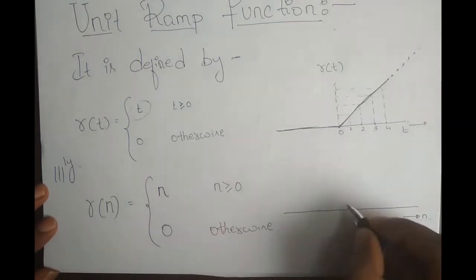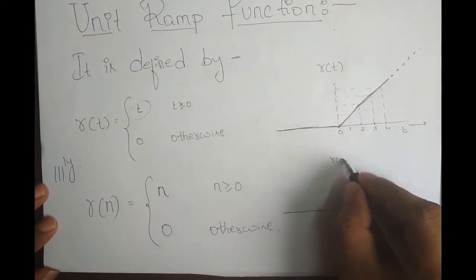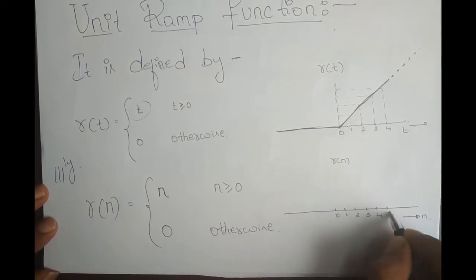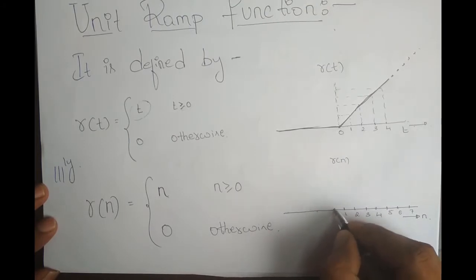So this is how it looks mathematically, but graphically, if I try to plot r of n, this is the independent variable, this is our r of n, this is at n equal to 0, n equal to 1, n equal to 2, n equal to 3, 4, 5, 6, 7, and this goes on. At n equal to 0, amplitude is 0.